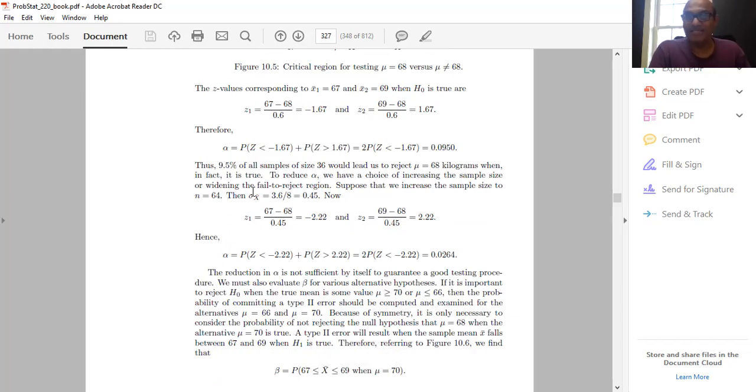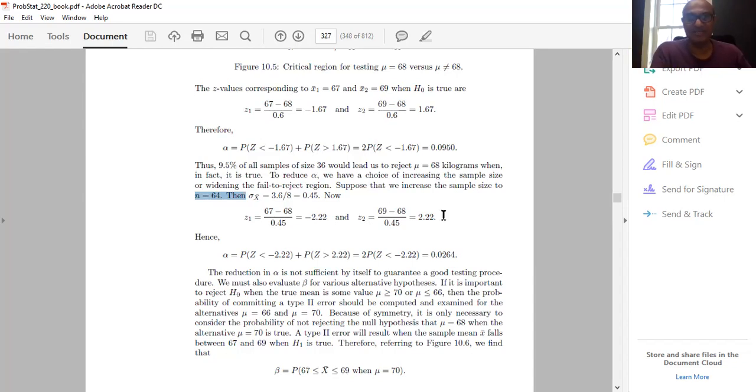Suppose that we increase the sample size to n equal to 64. Previously it was 36, now I am increasing n to 64. If you write n equal to 64, that means this denominator will change because it is sigma over square root of n by the central limit theorem. And here also these changes are there. The numerator remains the same in both cases. The denominator will be different. So here z1 equals negative 2.22 and z2 equals 2.22, right?